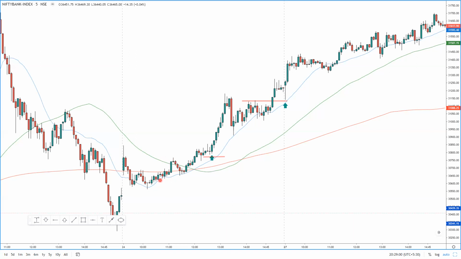We could have placed the first initial stop here, or we can even go down further and place our stop at the recent low, the recent pivot low. If you are placing your stop here, then, being a big wide stop, you have to size your position accordingly. That's one thing.